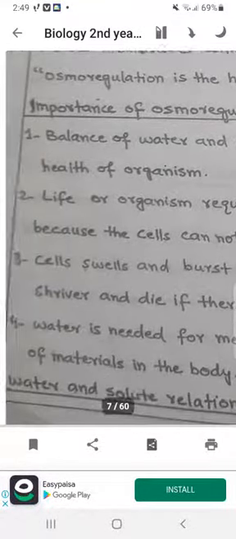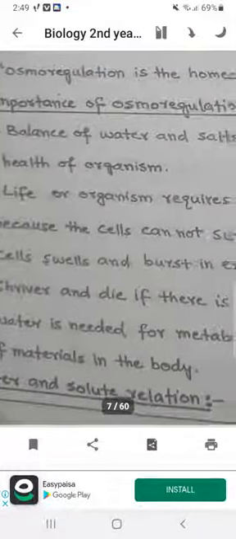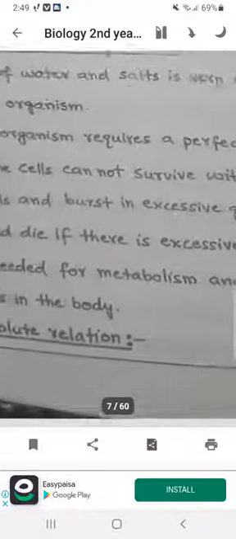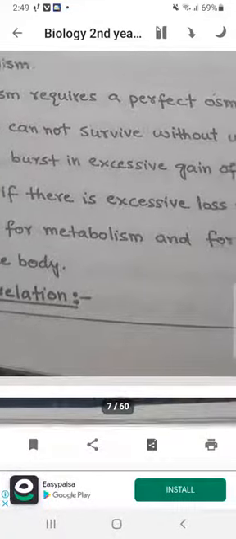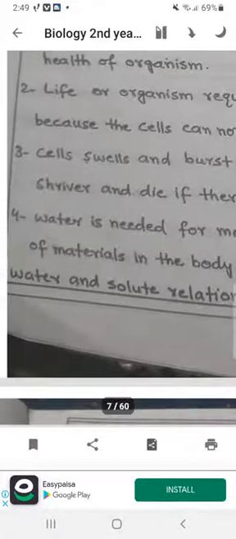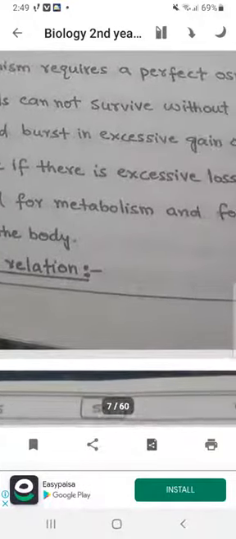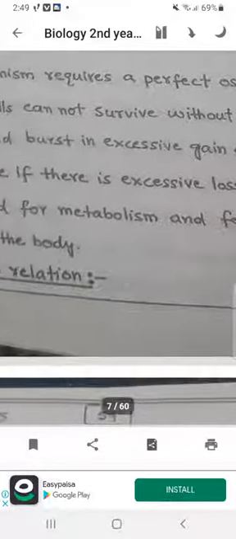Importance of osmoregulation. Number 1. Balance of water and salt is very critical to the health of an organism. Number 2. Life or organisms require a perfect osmoregulation because the cells cannot survive without water.